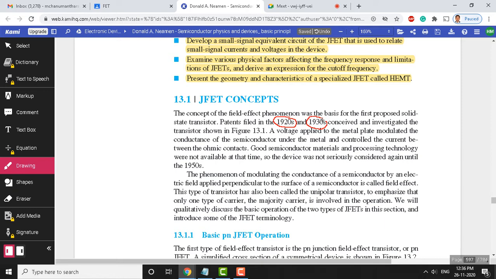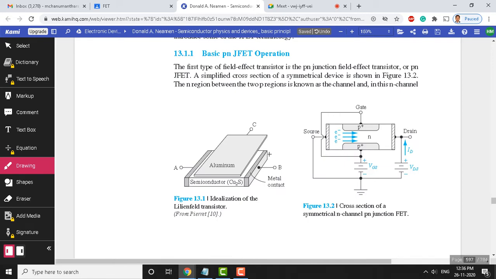JFET is not a new device like BJT. BJT came into existence from 1947 onwards. Prior to that, there was a FET concept. FET was introduced in 1920 itself. At that time itself, the patent was filed. And the very first device you can see here was filed by Lilienfeld. That's why this is called a Lilienfeld transistor, and it's a pictorial diagram.